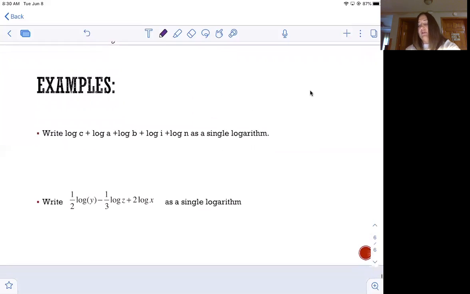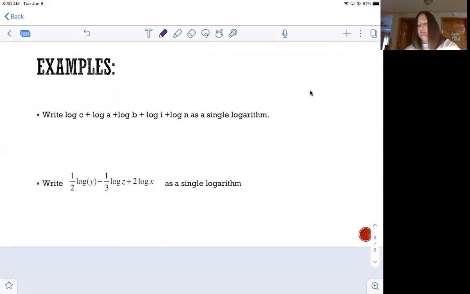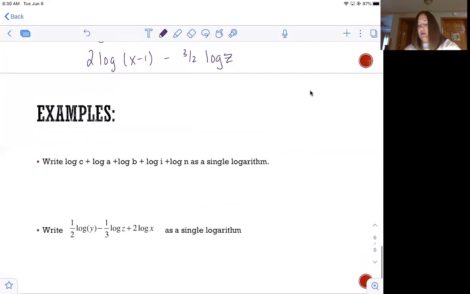Again, single logarithm. And so we are going to write log one time. And look, we have all positive things. So there's no negative. Let's see what happens. Well, we would have c times a times b times i times n. And so we have a log cabin. And yes, that's cheesy, but something to help you remember.